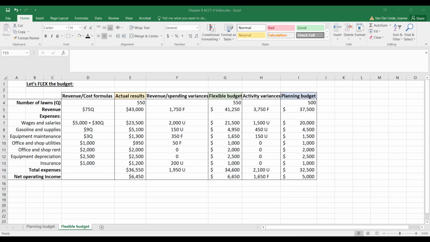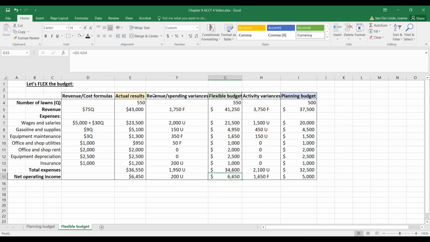Now let's compare our net operating income. Our actual net operating income was $64.50, but based on our flexible budget, it should have been $66.50. So there's a variance here of $200. Now, what would we call this variance? Is that favorable or unfavorable? In this case, it's unfavorable because our net operating income is less than what it should have been.